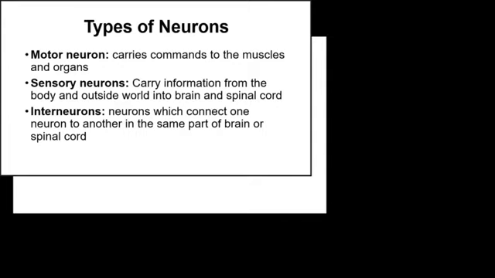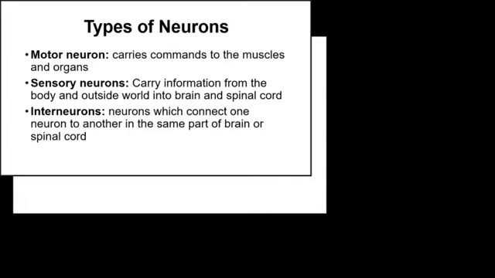All right. And so you should probably remember that there are multiple different types of neurons. So we're going to look at three major types. We have our motor neurons. So these are the ones that go sort of from the central nervous system out towards the muscles and organs. So they're carrying commands from that central nervous system outward.